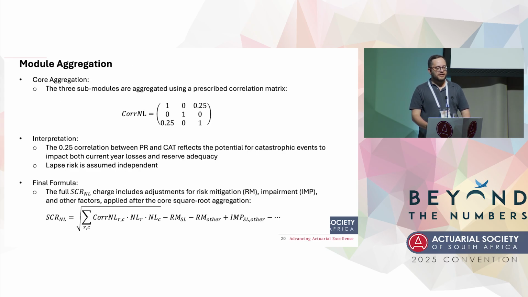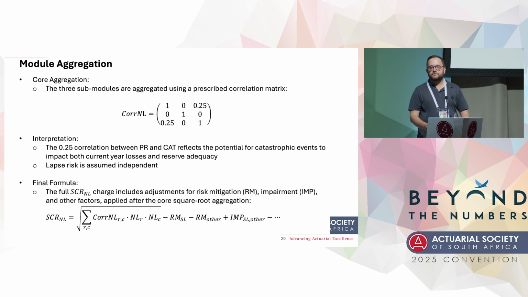This is how we aggregate in SAM. So this is the prescribed correlation matrix for non-life underwriting risk. And you can see that the only major correlation that we've got is between premium and reserve risk and catastrophe risk. And whether or not that's reasonable is potentially something to think about.